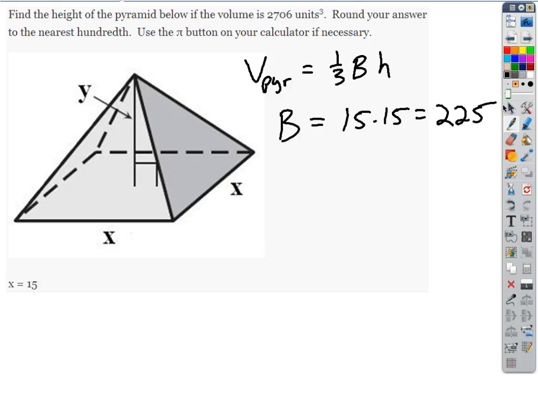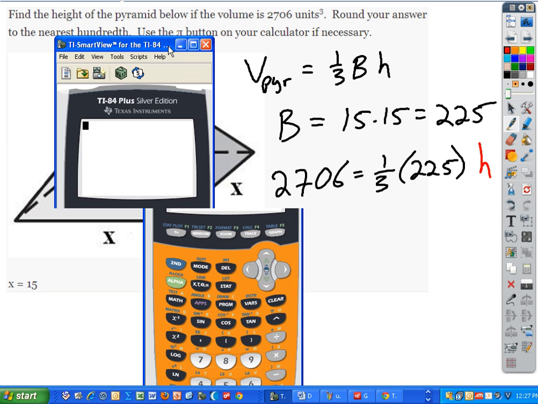We're given volume. So all we have to do then is plug in the stuff that we know, and we get 2706 equals 1/3 times 225 times H, and we're solving for H. So what do we do? Okay, there's a couple things we could do.